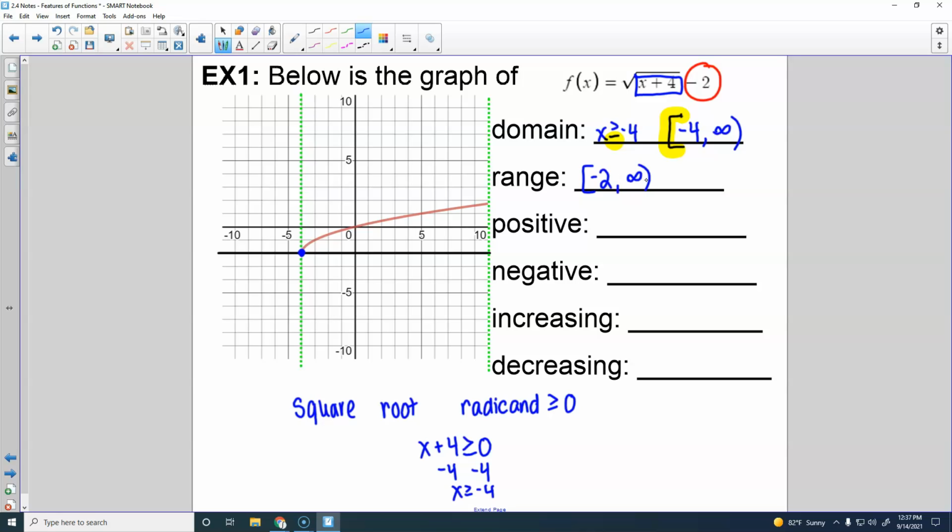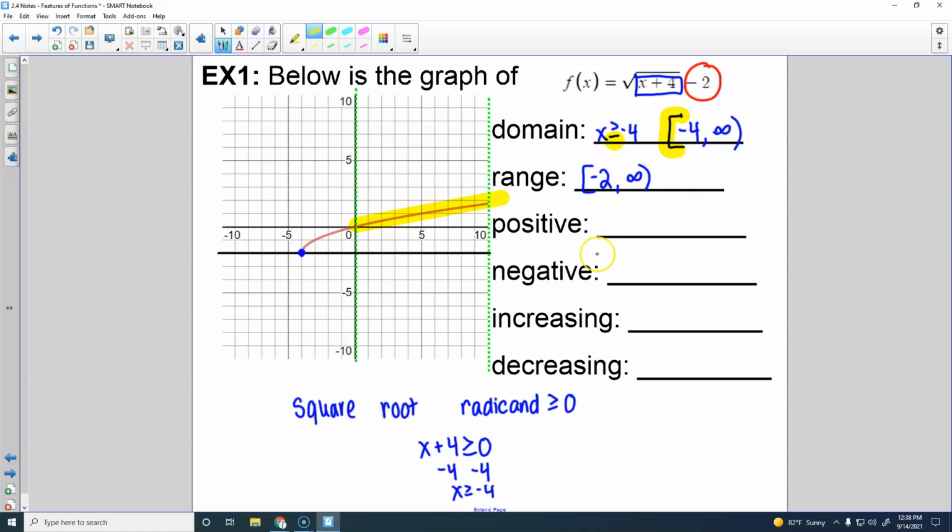Questions on domain and range? Remember, range is the only time you're looking at the y value, right? So all of these, positive, negative, increasing, decreasing, we're talking about the x value. If we look at positive, we're looking at where this is above the x-axis, and then we're thinking the x value is where that happens. So if I cut this off, you're thinking cutting it with vertical lines, right? This is at 0.